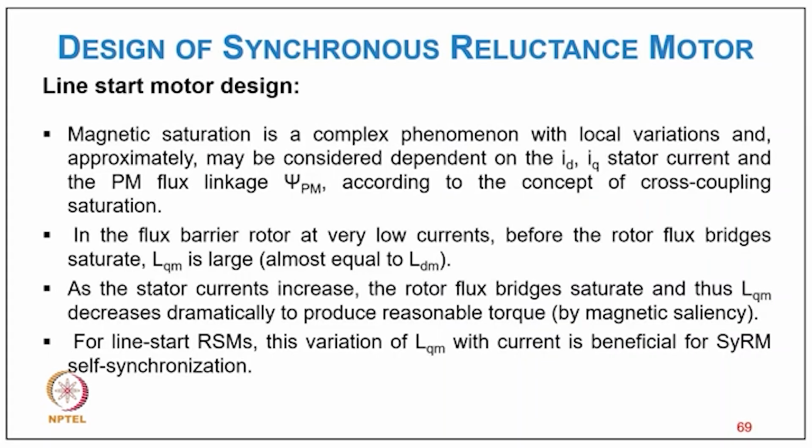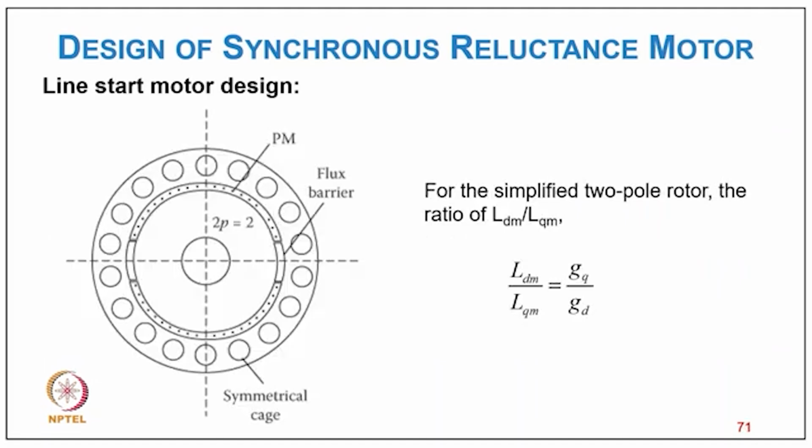And in the flux barrier rotor at very low current, before the rotor flux bridges saturate, LQM is large, almost equal to LDM, and as the stator current increases, the rotor flux bridges saturate and LQM decreases dramatically to produce reasonable torque by magnetic saliency. So for a line start reluctance synchronous motor, this variation of LQM with the current is beneficial for synchronous motor self synchronization. And this is typically the line start motor design.